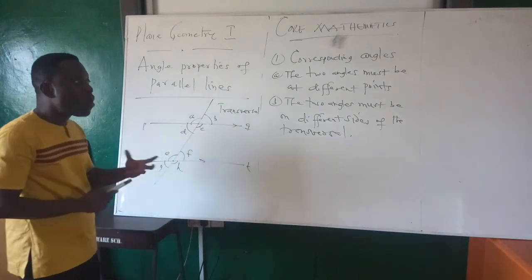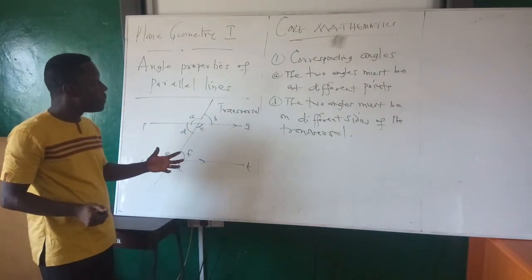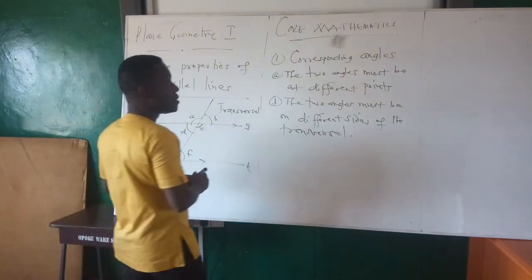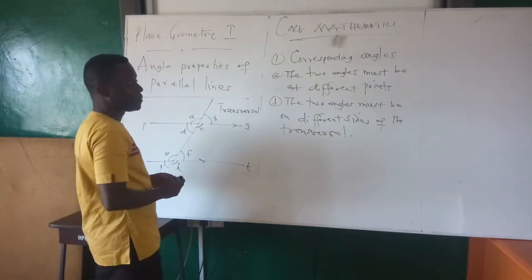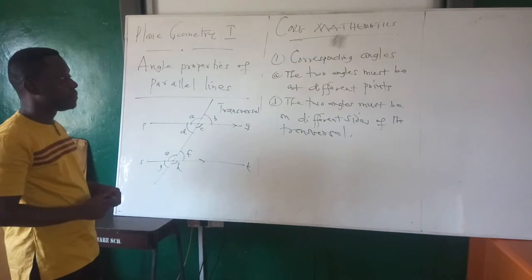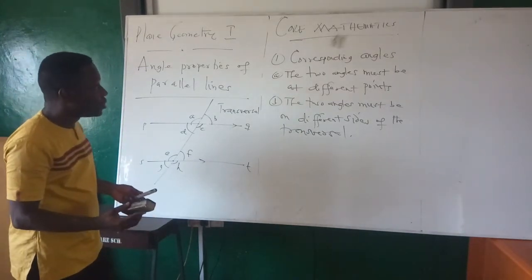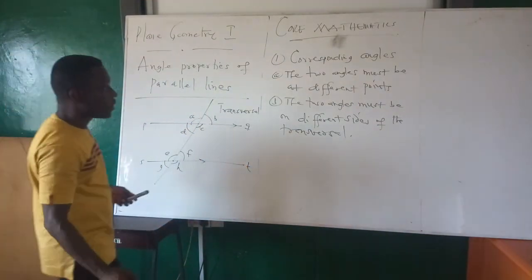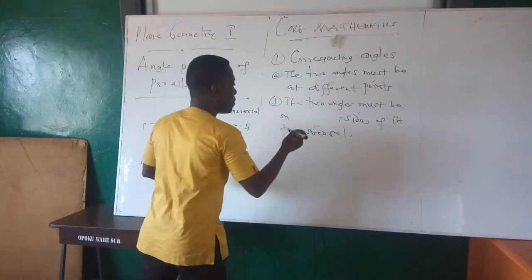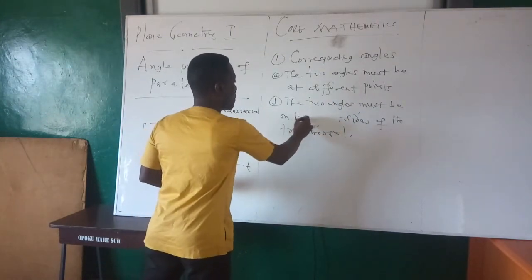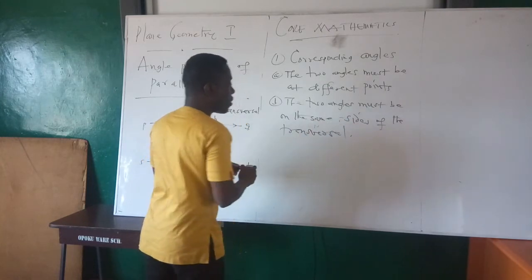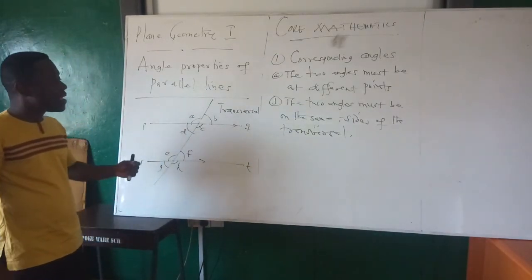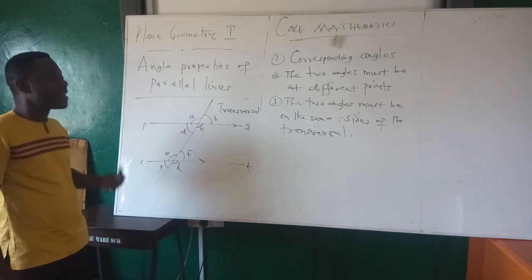And I'm saying that for two angles that are going to form corresponding angles, sorry, okay, sorry about that. I kept saying different, but it should be same. So what I'm saying is that the two angles must be on the same side of the transversal.